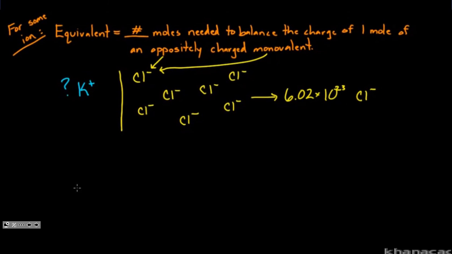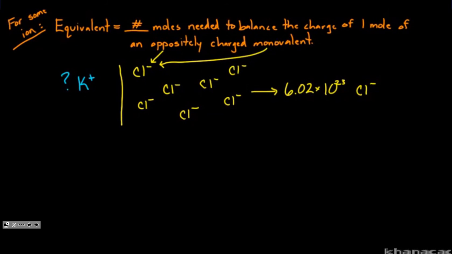So let's figure this out. So we know that potassium binds 1-to-1 with chloride, right? We know that's what happens. So when potassium's floating around and it's going to bump into chloride, it's going to go 1-to-1. So we know that for 1 chloride, we're going to get 1 potassium. And so that means that for 1 mole of chlorides, we're going to get 1 mole of potassiums bound to them, right? And that's going to balance out the charge perfectly.